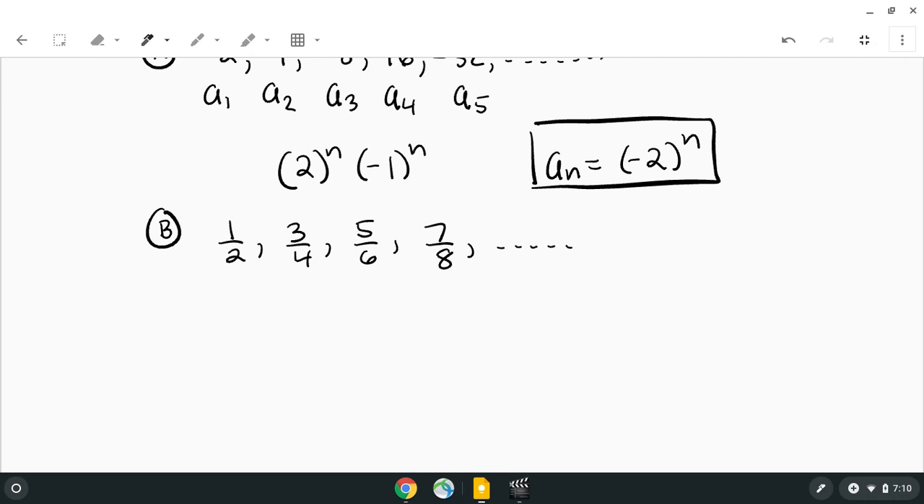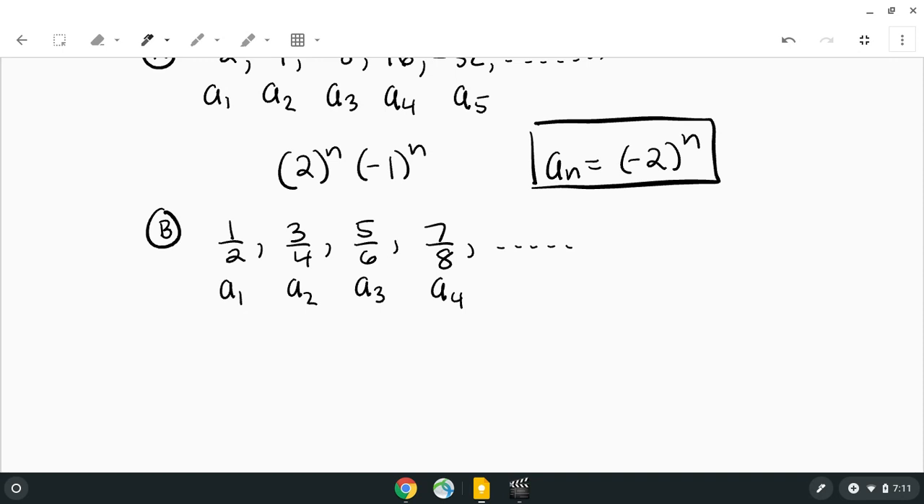What you might want to do here is, when you have fractions, sometimes it helps to look at the numerators separately from the denominators and try to find the function that way. Again, that's your a1, a2, a3, and a4. So let's start with the denominators. The denominators look a little bit easier, because when you plug in 1, you get 2. When you plug in 2, you get 4. When you plug in 3, you get 6.